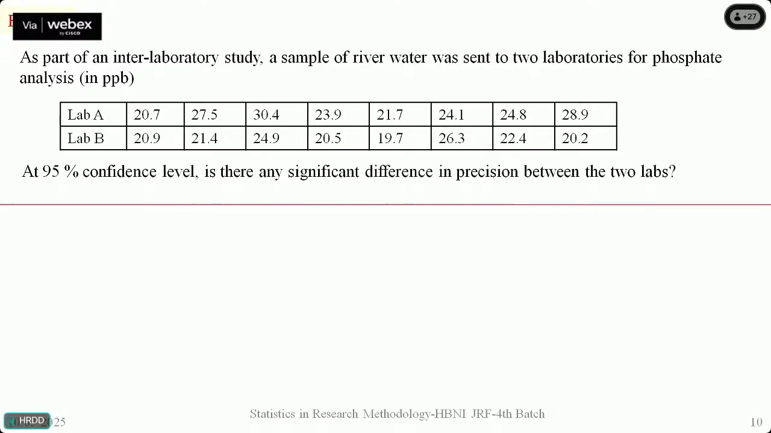We have to calculate first the standard deviation, then the squares of the standard deviations, take their ratio, calculate the F value, then compare this F value with that given in the table.